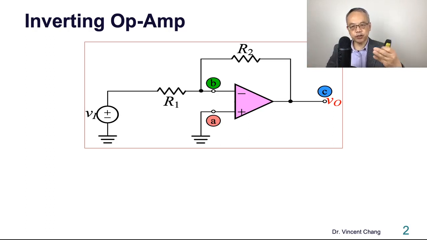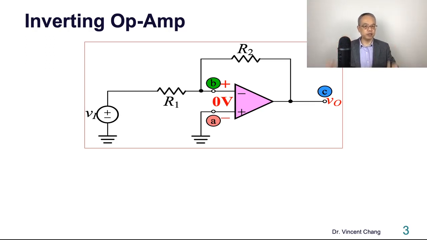In the previous lecture, we studied the characteristic of this inverting operational amplifier, assuming the op-amp is ideal, which means the open loop gain A is infinite. When the open loop gain A is infinite, in this type of negative feedback op-amp circuit, there's an interesting phenomenon called virtual short circuit between the two input terminals.